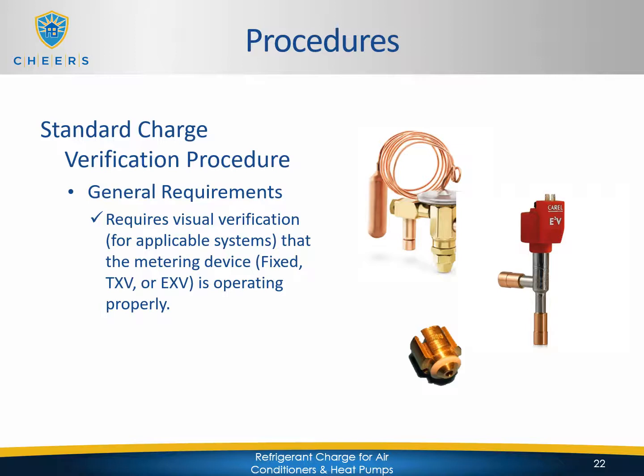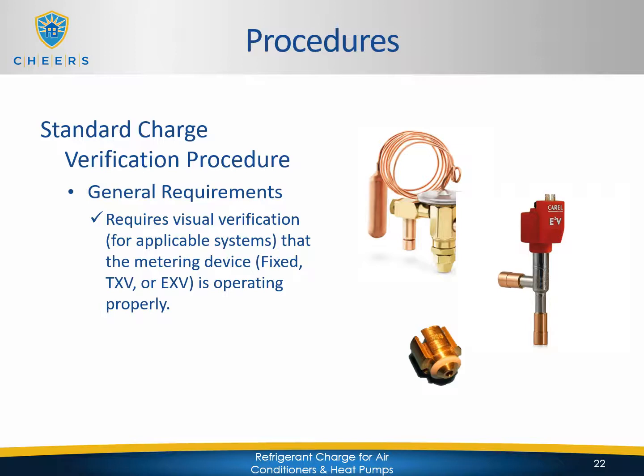So here to the right we have three different types of metering devices. In the upper left is our TXV, or thermostatic expansion valve. To the right is the electronic expansion valve, and at the bottom is our fixed metering device, also called a piston. What you're most commonly going to see out in the field is going to be either a TXV or a fixed metering device, and so we'll talk about each of those here for a little bit so that you have an understanding of how they work.